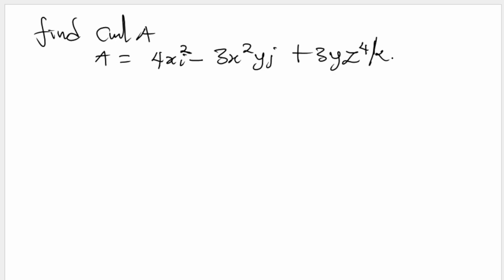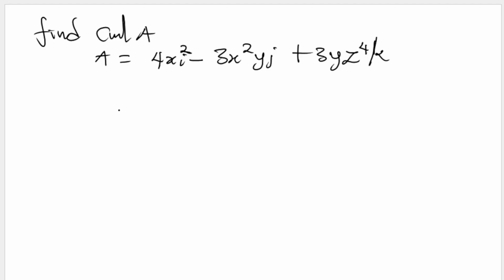Now, what you are seeing is you are given a particular vector field A, which is equal to 4x square i, minus 3x square yj, and 3yz to the power of 4 k. What you should do is confirm if what you have here is a magnitude, a vector or a scalar. We can see magnitude and direction, and that tells us that our electric field A is a vector. Are we together?